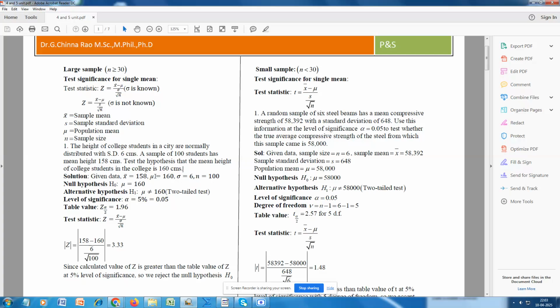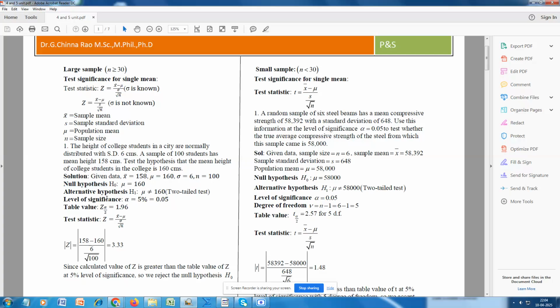Now, according to the data, sample mean is given as 158, which is denoted by x bar, and population mean is given as 160, and standard deviation sigma is 6, and n is equal to 100, which is called sample size. Now, first of all, you write the null hypothesis. Null hypothesis is denoted by H naught, which is mu is equal to 160.